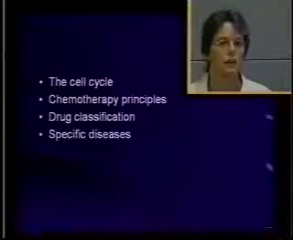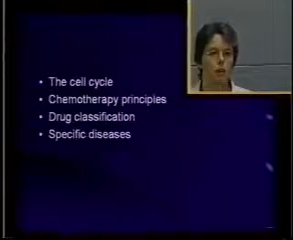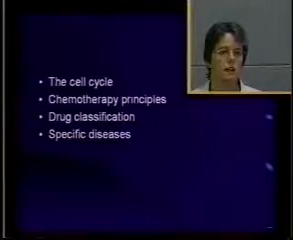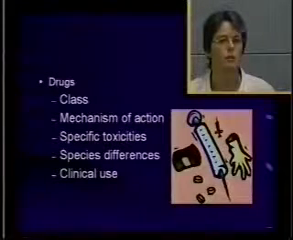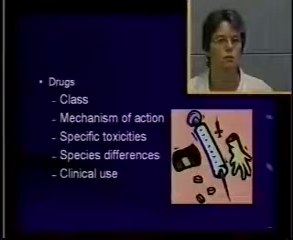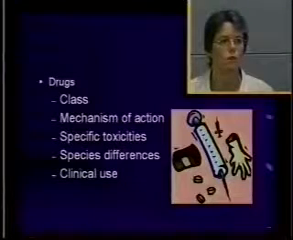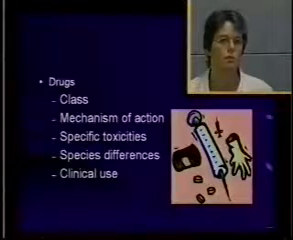What I'm going to do today is to review first the cell cycle very briefly. I'll talk about some of the principles of chemotherapy, and then about drug classification, and then I'll move on into some of the specific diseases and what we do to diagnose them and sometimes how we treat them. When we talk about the drugs, what I'll review are the various classes of drugs, their mechanism of action, specific toxicities, especially ones that are associated only with certain drugs, some species differences, and then the most common clinical uses for those drugs.